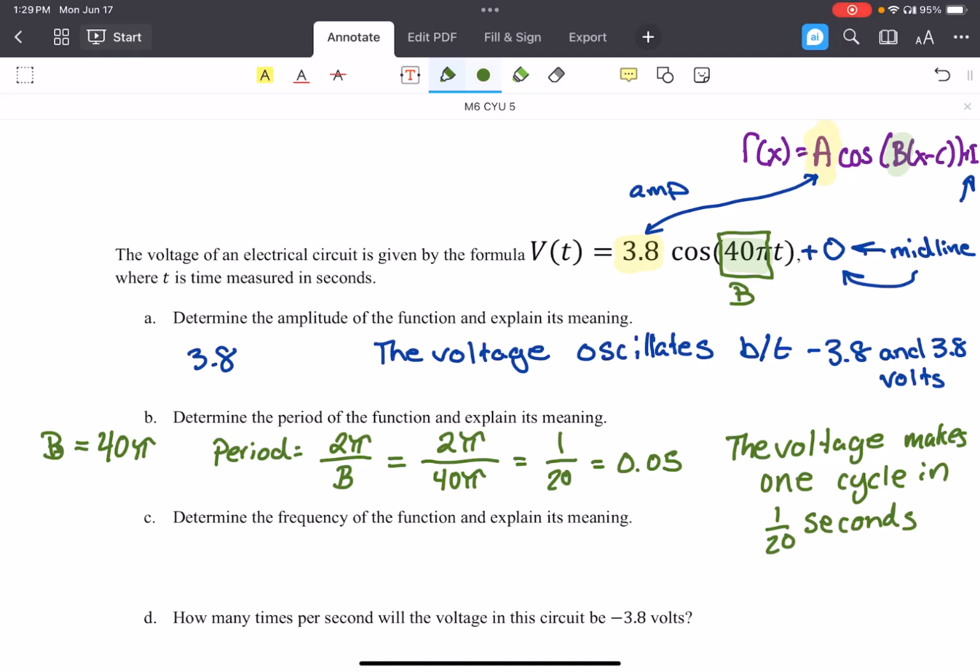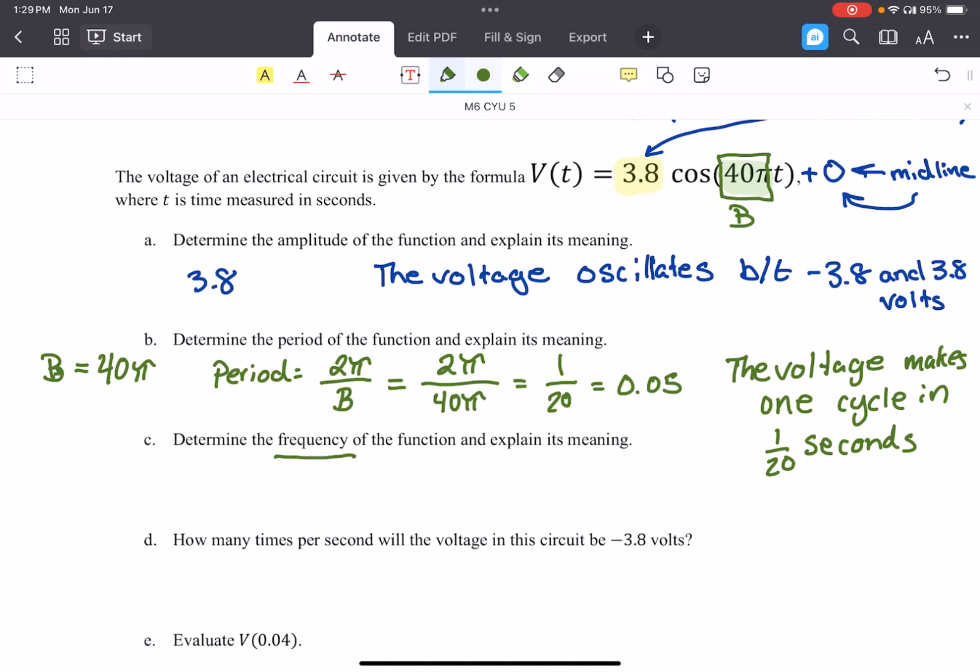Then if you're asked to figure out the frequency of this function, remember, in case it's been a little while, frequency is 1 over the period. In this case, that's 1 over 1/20th, which is actually 20. What the frequency is telling us is that in 1 whole second, this voltage is going to complete 20 cycles, because it takes 1/20th of a second to do one cycle. So in 1 full second, it would make it through 20 cycles.